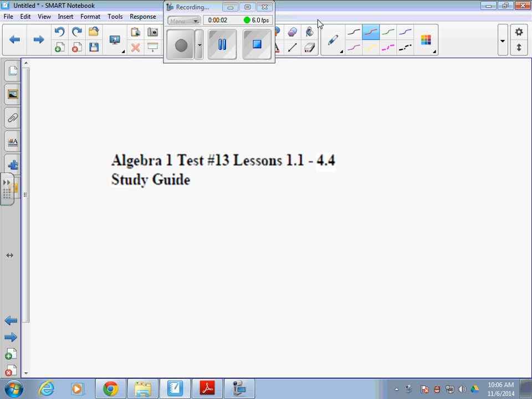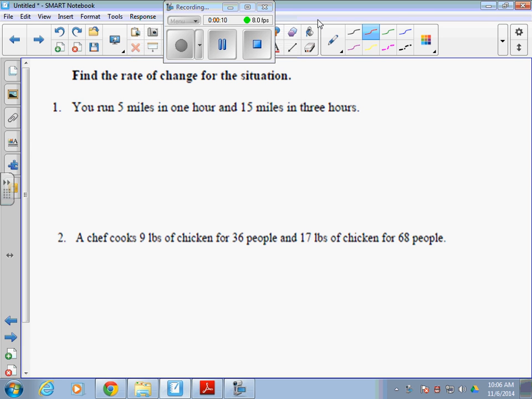This is Algebra 1, test number 13 through lesson 4.4. We got through some slope introductions. Number 1 and number 2 ask you to find the rate of change. This is like that last section from that homework sheet we did.